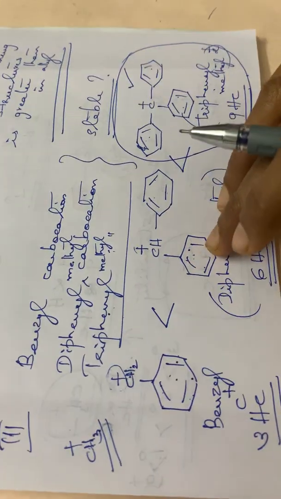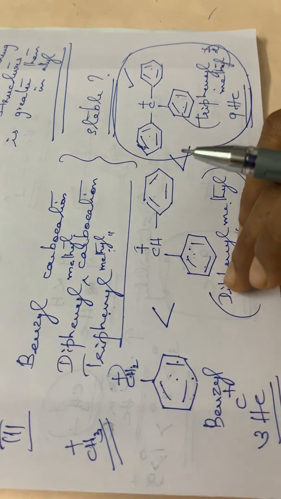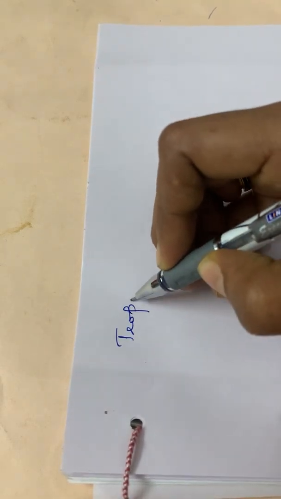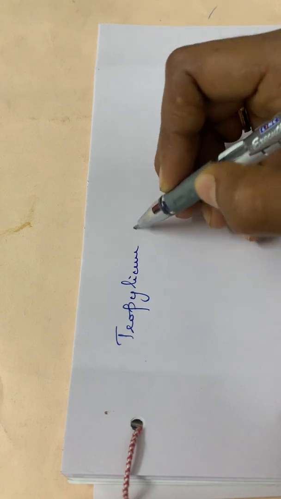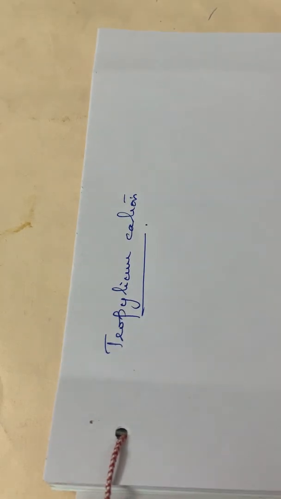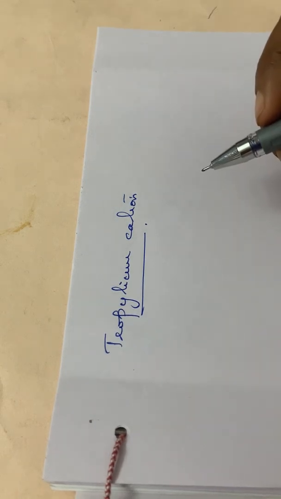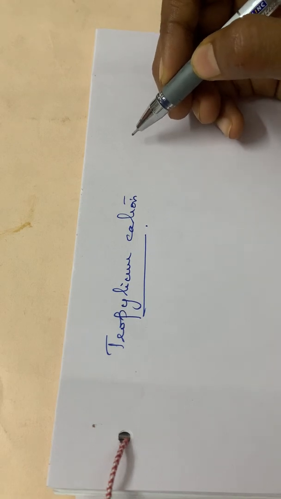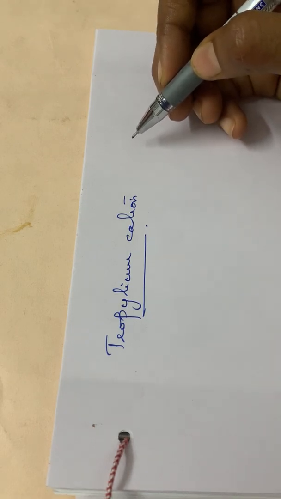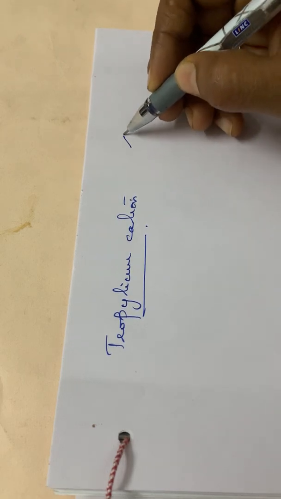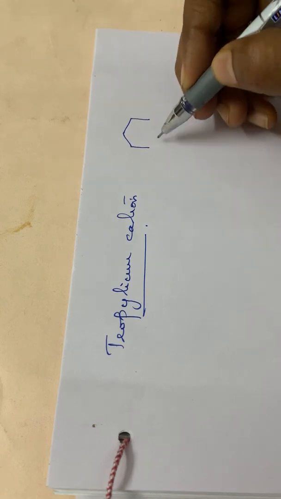Then one more species is there, that is the tropylium cation. Tropylium cation means it will have 7 carbon atoms. Normally benzyl or phenyl species have 6 carbon atoms, isn't it? See, tropylium means it will have 7 carbon atoms.